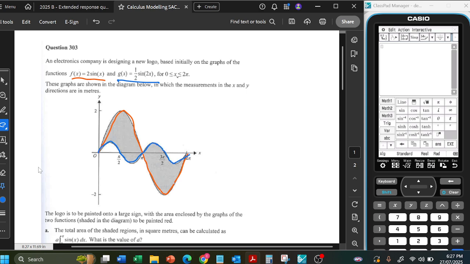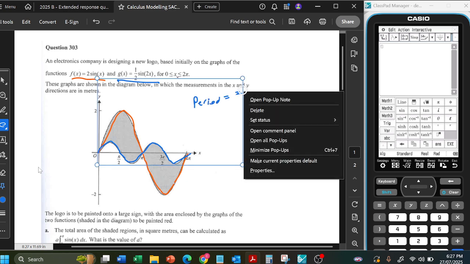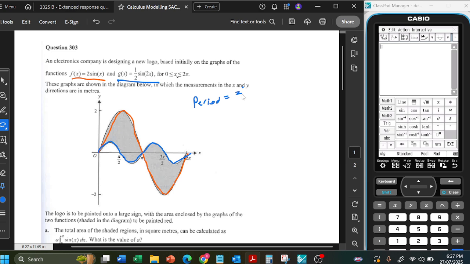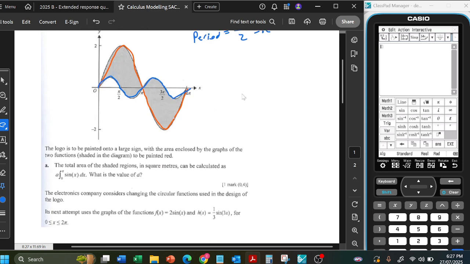It's got a period of pi. We can calculate the period by going 2 pi divided by the coefficient of x here, which is 2, so you can see the period's equal to pi. And similarly, the period of the orange one is equal to 2 pi. So what we need to figure out is what is the area of the enclosed section there in the middle.